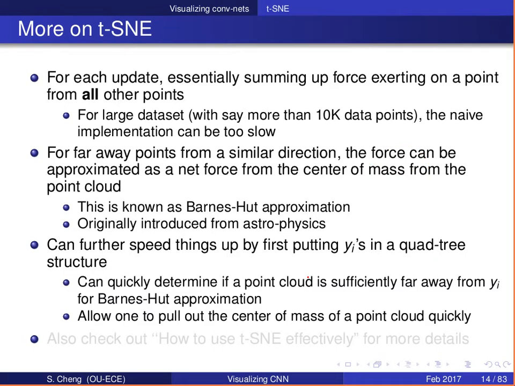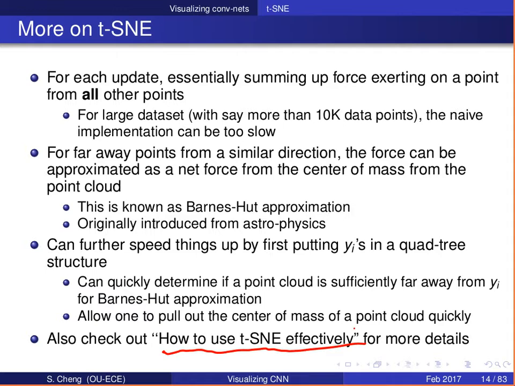And you can further speed things up if you look into the quadtree structure, but I won't go into detail for that. Basically, if you first partition those yi into a quadtree structure, then it allows you to quickly determine if a point cloud is sufficiently far away, and also to quickly pull out the center of mass for all those point clouds. That's one paper, which is published as an online journal. You can look for this paper, just Google it.